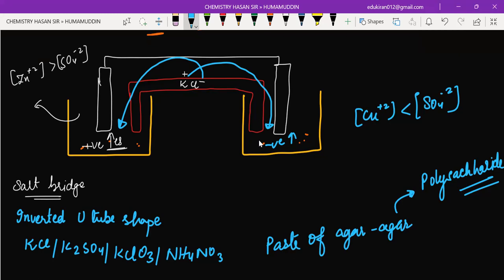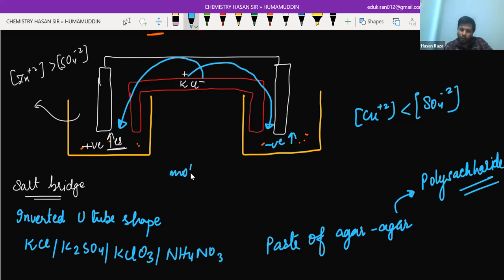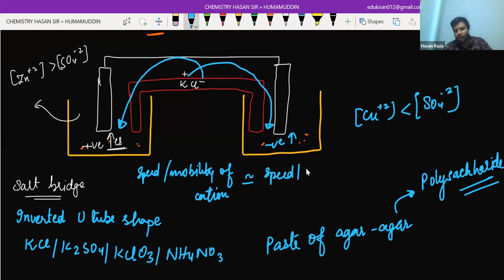Yes. Now, it is very important to note that the mobility, or you can say the speed, of the cation will be almost equal to the speed or mobility of the anion. Are you getting my point? The speed with which K plus goes right will be the same as the speed with which Cl minus goes to the anode or left hand side. Getting my point? It is very important.